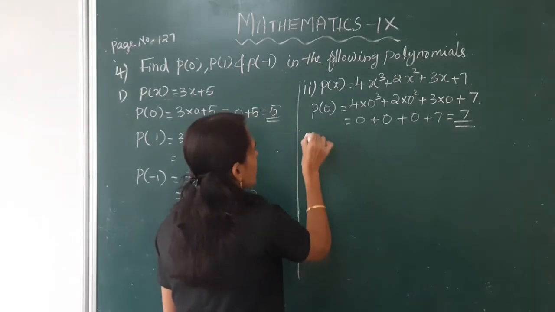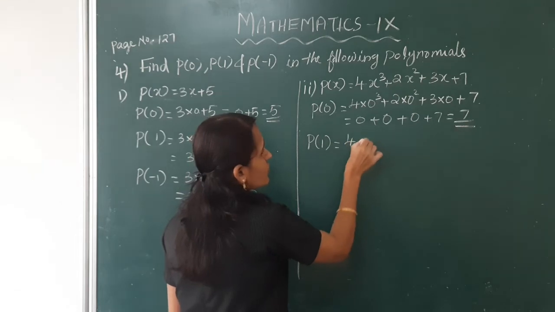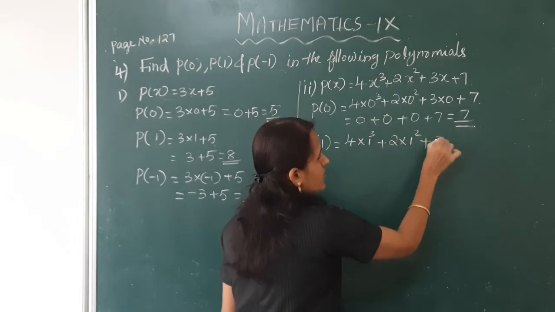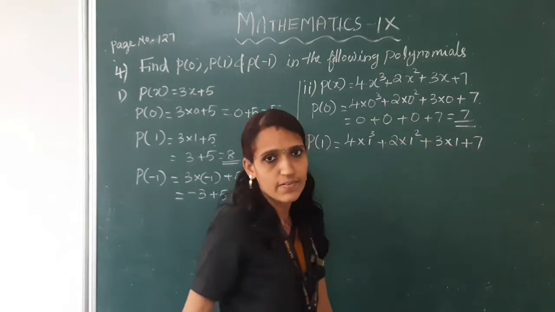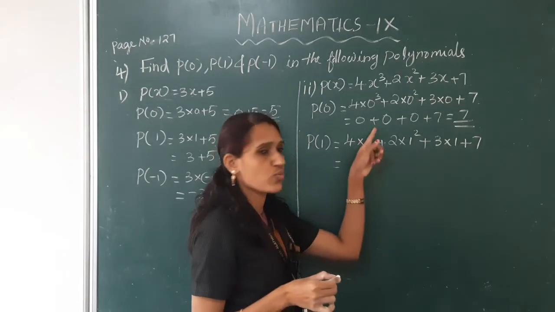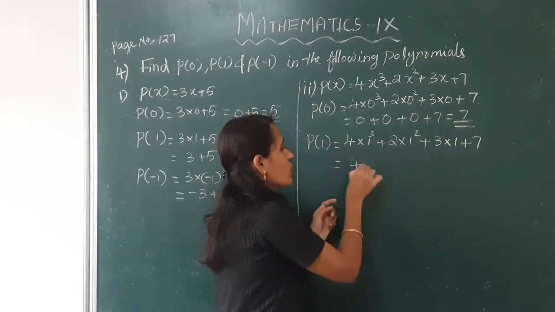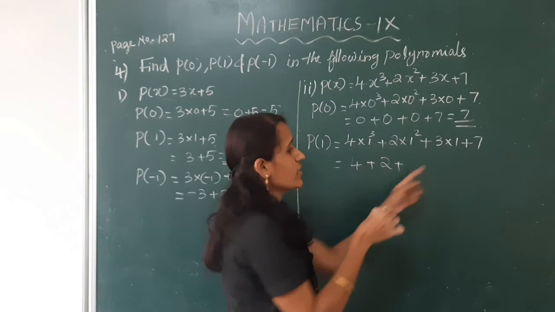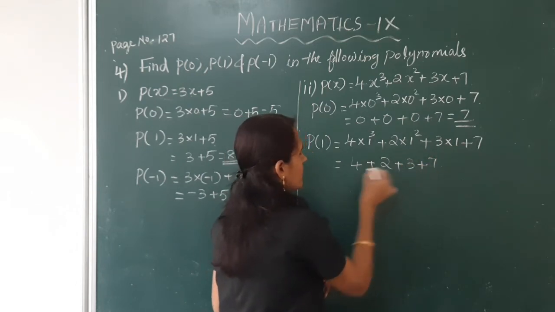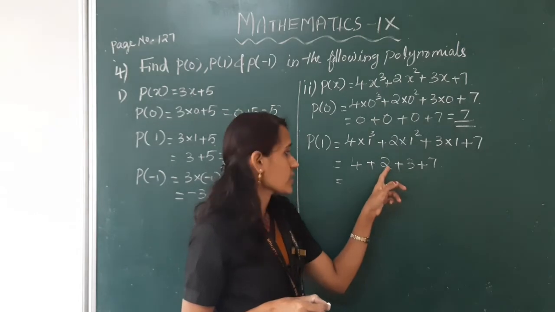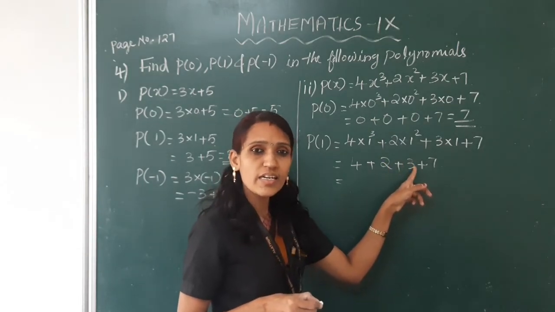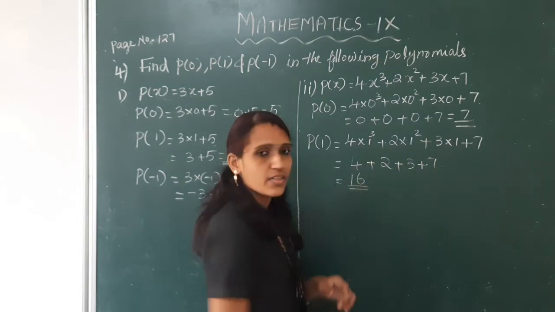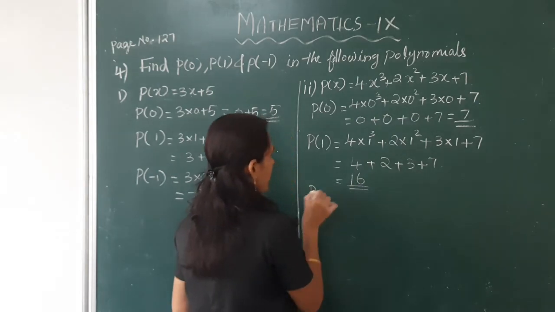Okay, next P of 1. 4 into 1 cube plus 2 into 1 square plus 3 into 1 plus 7. This is equal to, 1 cube is 1. 4 into 1, 4 plus, 1 square is 1, 2 into 1, 2, 3 into 1, 3 plus 7. This is equal to 4 plus 2, 6. 6 plus 3, 9. 9 plus 7, 16. Clear? Next, P of minus 1.